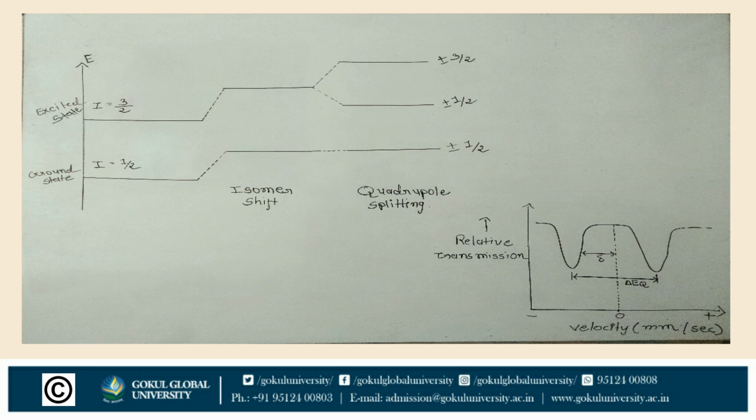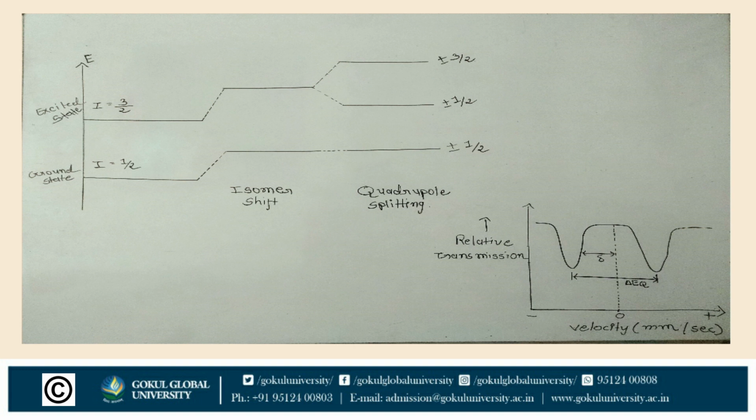But when the quadrupole splitting happens, this 3 by 2 term gets split into two levels. One is plus or minus 3 by 2 and another is plus or minus 1 by 2. But the ground state, that is I equal to 1 by 2, will not split because we said earlier that for the quadrupole splitting the I value should be 3 by 2 or greater than 3 by 2. So 1 by 2 is not split, only 3 by 2 is split. So this is the quadrupole splitting.